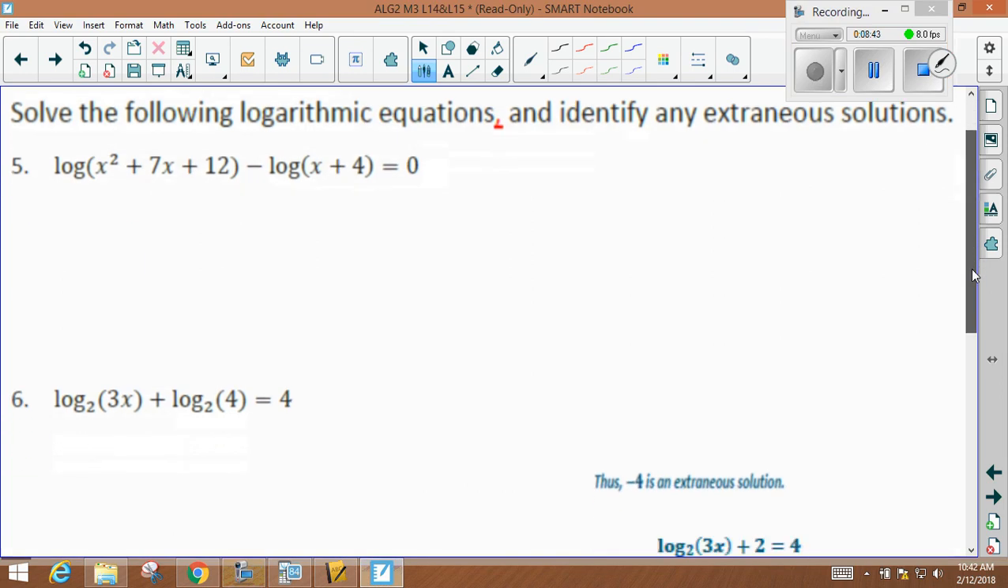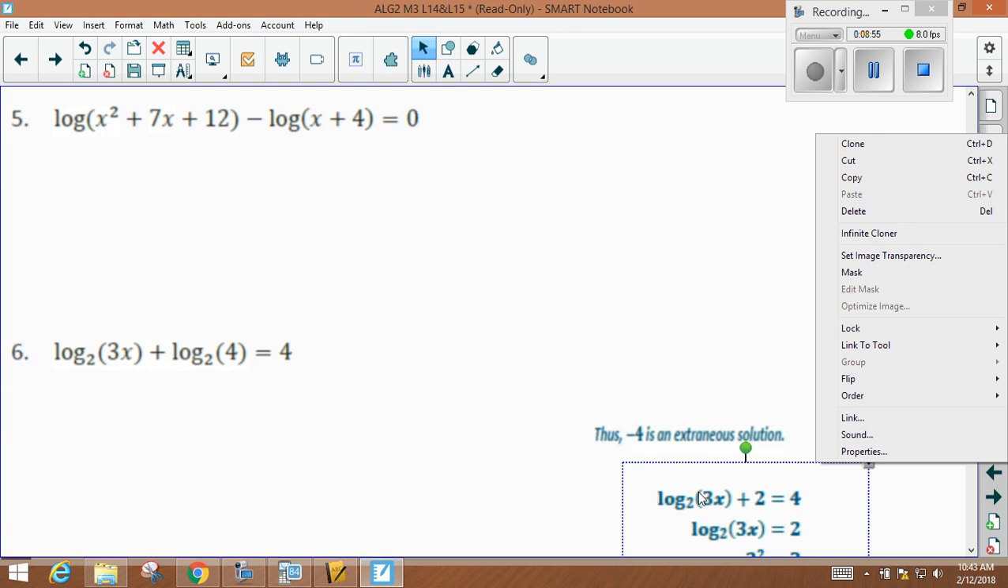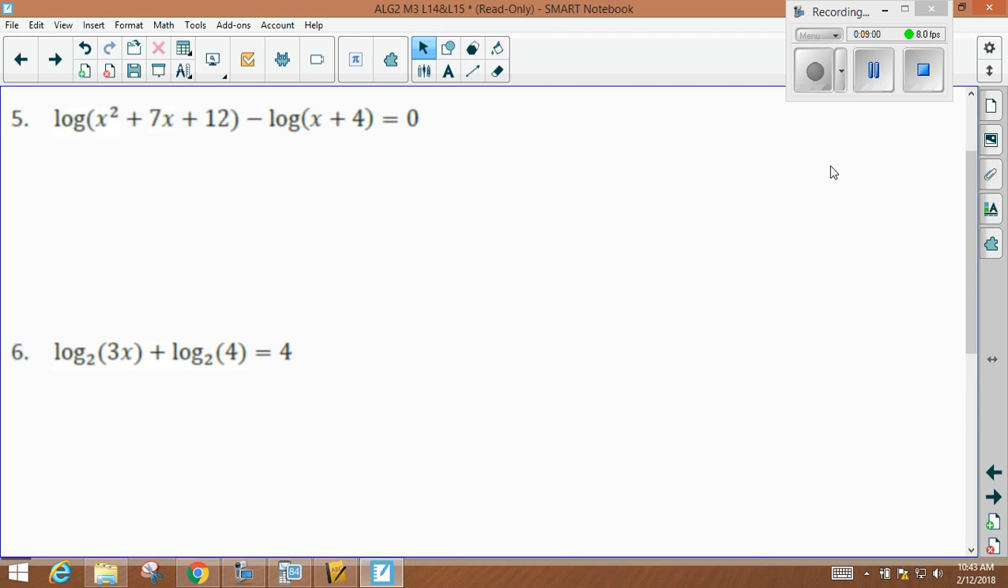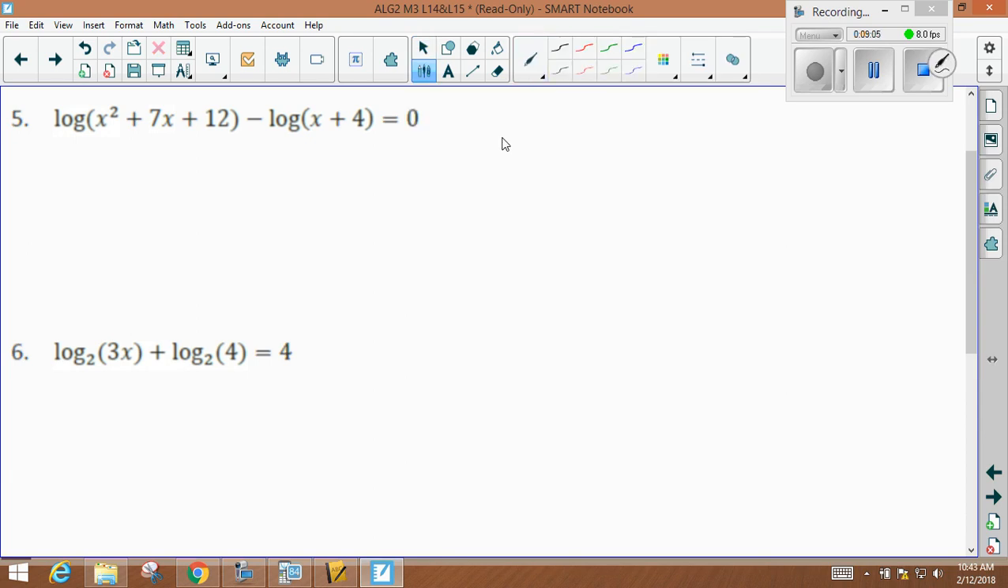First thing we're going to have to do is write it as a single logarithm. So here we go. It's about to get real complicated. So if I write this as a single log, this becomes log of x squared plus 7x plus 12 over x plus 4 equals 0.